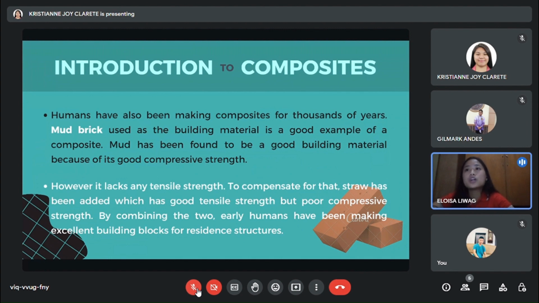But straw seems very strong if you try to stretch it, but you can crumple it easily. By mixing mud and straw together, it is possible to make bricks that are resistant to both squeezing and tearing, and make excellent building blocks. So let's move on to the 6 different types of composite.